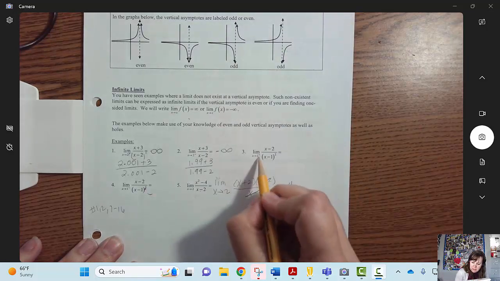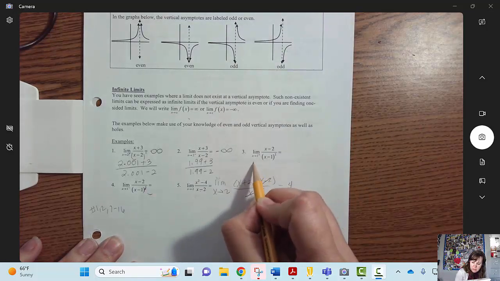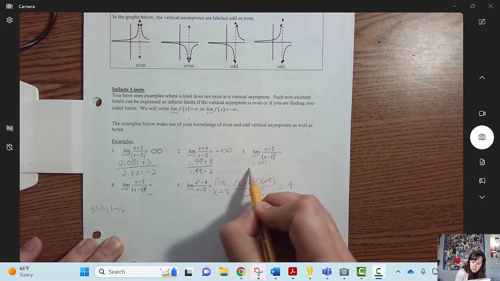Okay, so same thing here. Let's plug in something that's close to 1, but a little bit bigger than 1.